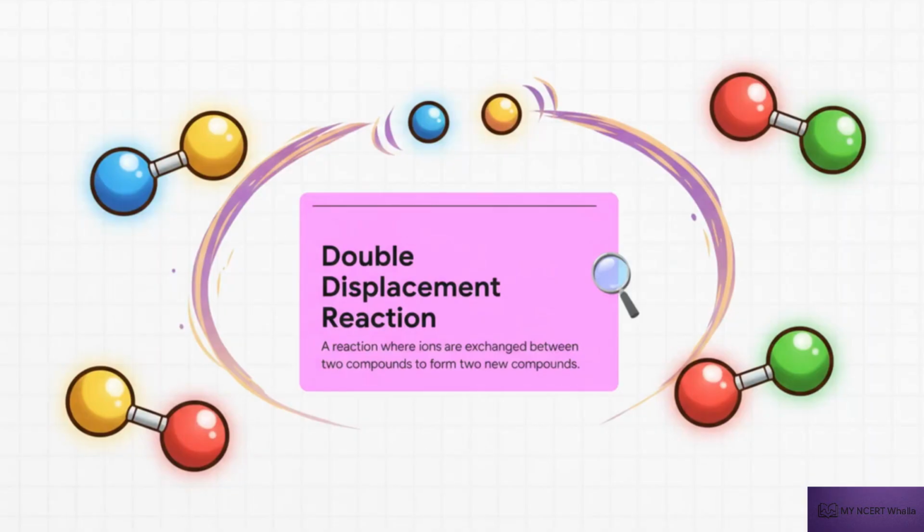So cool. But what happens when 2 compounds react? Well, then you can get what's called a double displacement. This isn't one element kicking another one out. It's more like both compounds just agree to swap partners, forming 2 completely new compounds in the process.